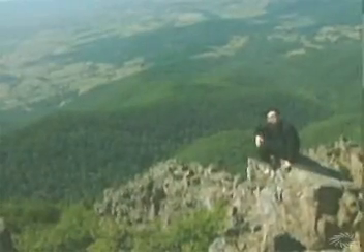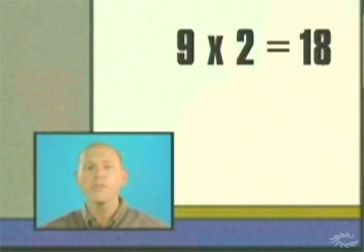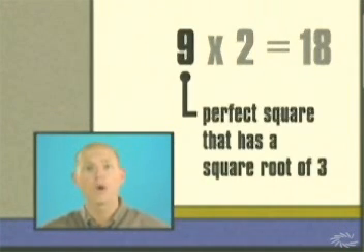How about 6 and 3? Well, yes, these are factors, but neither of them are perfect squares, so that doesn't really help us. But look at the factors 9 times 2. We know that 9 is a perfect square that has a square root of 3, so this is good stuff. These are the factors we want to use.